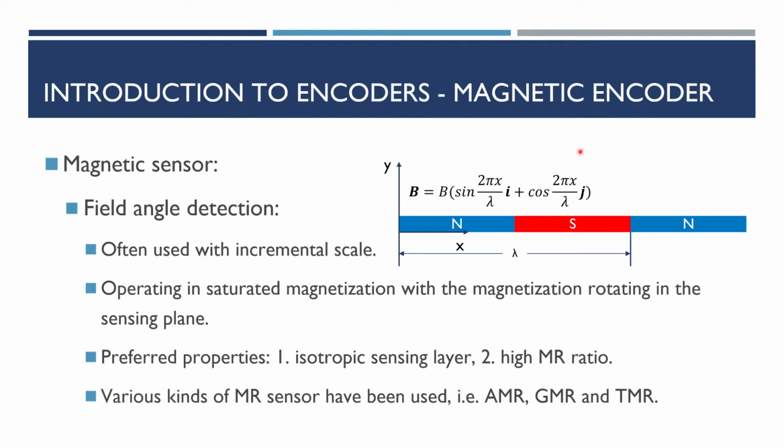And since the magnetization direction changes with the field, the field has to be large enough for the sensing layer of the MR element to be saturated in all directions, so that the magnetization can rotate in all directions. In other words, we want the sensing layer to be isotropic, and a high MR ratio is also preferred to acquire a large signal. In terms of this application, AMR, GMR, and TMR are used.